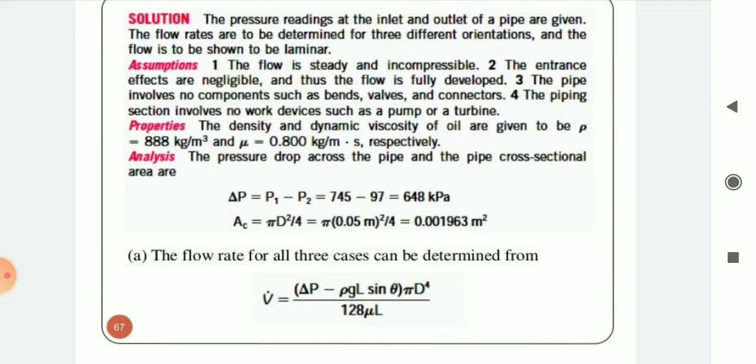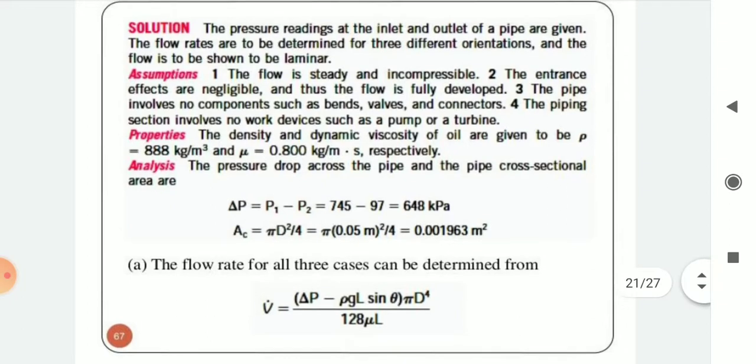So we take the assumptions. First, the flow is steady and incompressible. Second, the entrance effects are negligible and thus the flow is fully developed. Third, the pipe involves no components such as bends, valves and connectors; it is a straight line. The piping section involves no work devices such as a pump or a turbine. These are the assumptions we have to make. Then properties: the density and dynamic viscosity of oil are given as rho equal to 888 kg per meter cube and mu equal to 0.800 kg per meter second respectively.